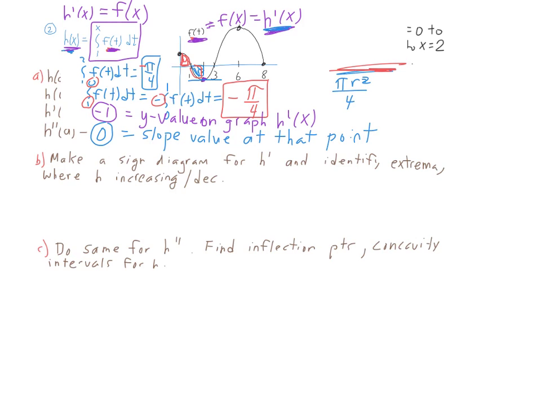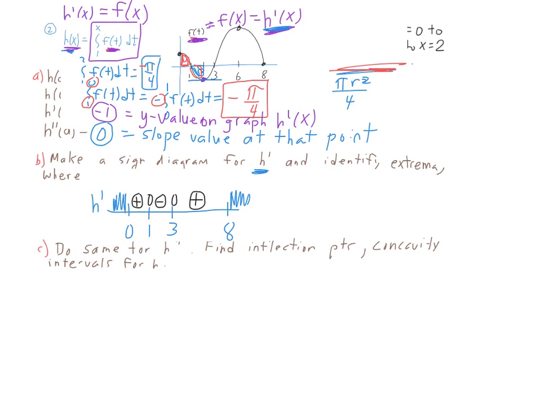Next we're going to make a sign diagram for h prime, and then we're going to use it to analyze h. So take a moment and do that, and let me just get you started here. This is bound between 0 and 8 for those x values, so we don't have any information beyond it. If you want, you can shade, indicating we don't care about that region. Go ahead and make a sign diagram.